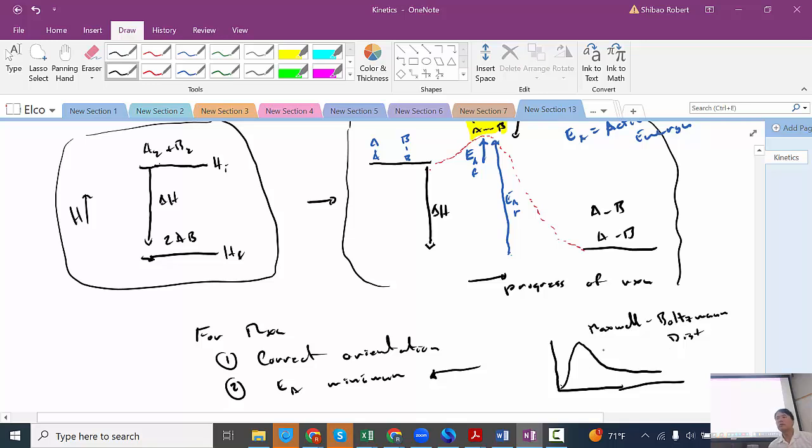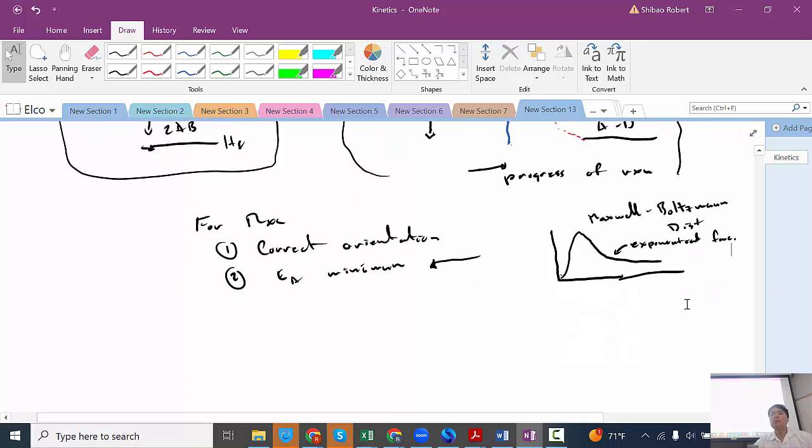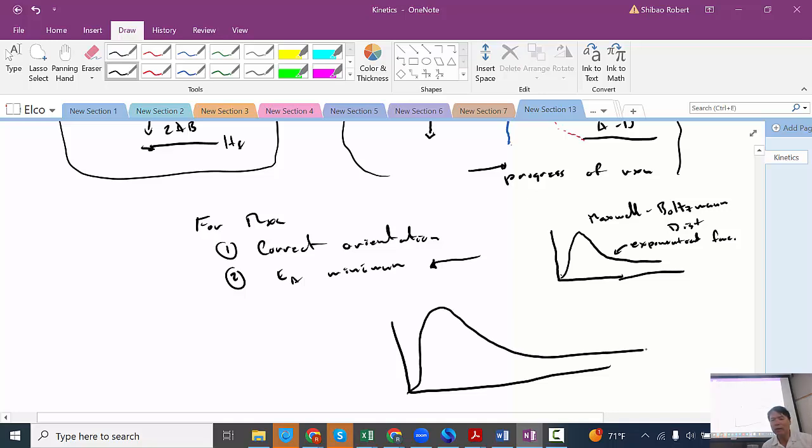Do you know the equation for the Maxwell-Boltzmann distribution? It is what we call an exponential function. Do all molecules have enough energy? No. Usually there's going to be a cutoff. So we visualize the Maxwell-Boltzmann distribution, and then we put a minimum energy here. The minimum energy cutoff is going to be called EA. And any molecule above this has enough energy, but maybe not the correct orientation.